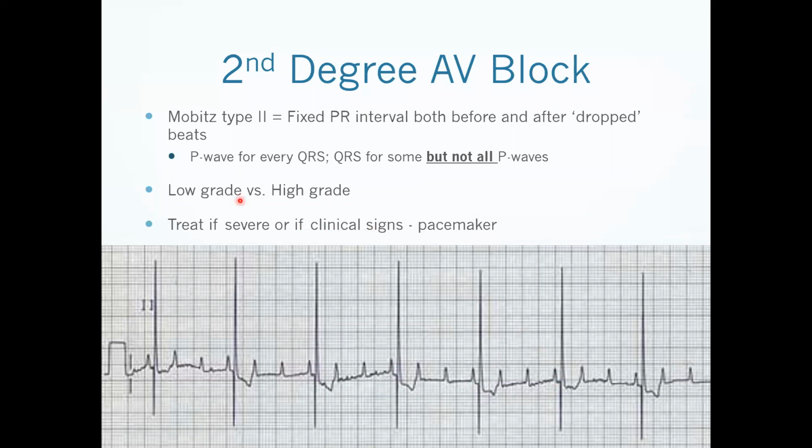Now we can have low grade or high grade second degree AV blocks, and that simply reflects the number of P waves that are not conducted for every QRS. So the more P waves you have to QRS complexes, the higher grade the block. Those are the ones that are often more clinical and are going to require treatment, usually by way of a pacemaker. I would always do an atropine response test in these dogs, just in case it is vagally mediated, and obviously address any underlying vagal issues.